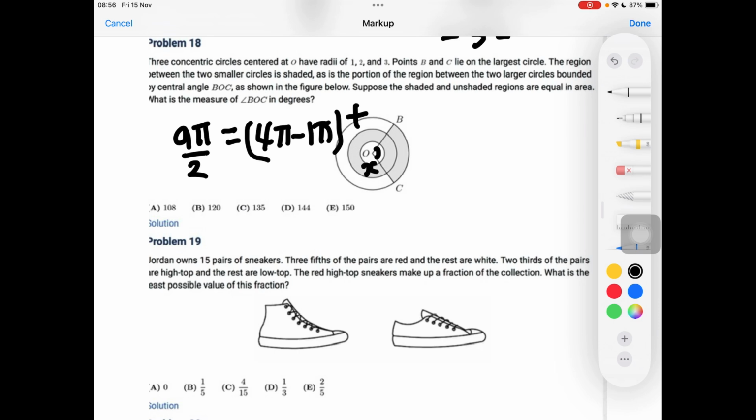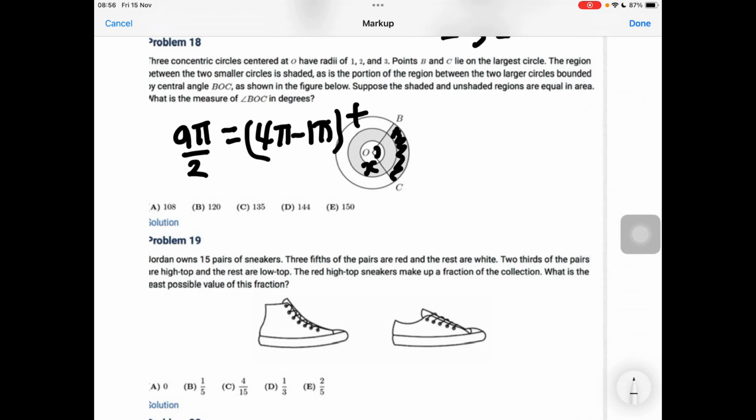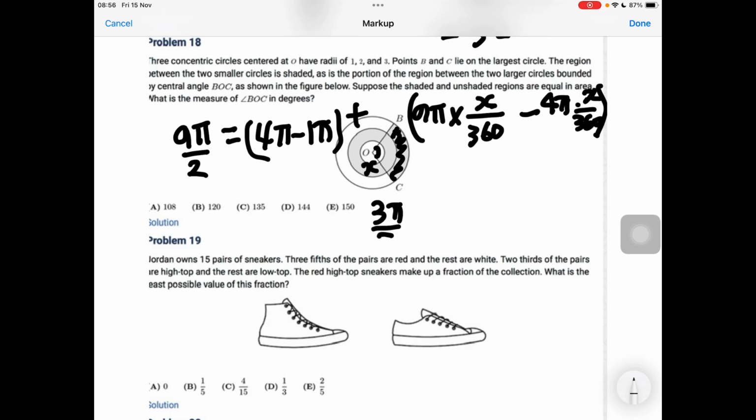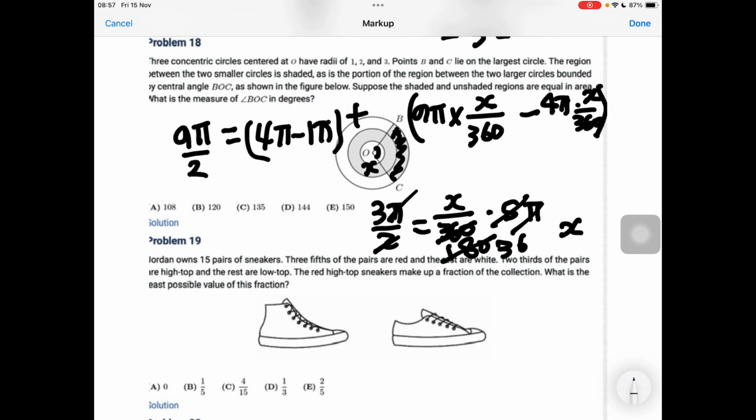Let's call it x. So now we need to calculate here. 9 pi times x over 360 minus 4 pi times x over 360, like this. So this is 3 pi. So 3 pi over 2 becomes x over 360 times 5 pi. So pi, 180, 36. X becomes 108.